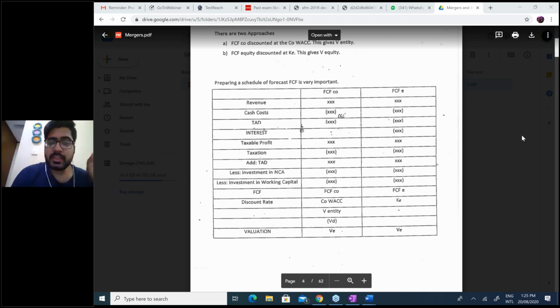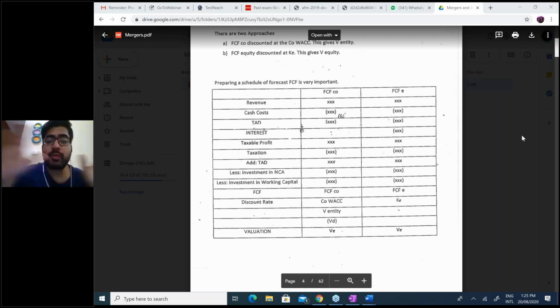Interest is always included in WACC. Since in FCF to company, you are using WACC, if we include interest above as well and we are taking WACC as well, interest would come 2 times. So since interest is already included in WACC and you are using WACC, no need to record interest.